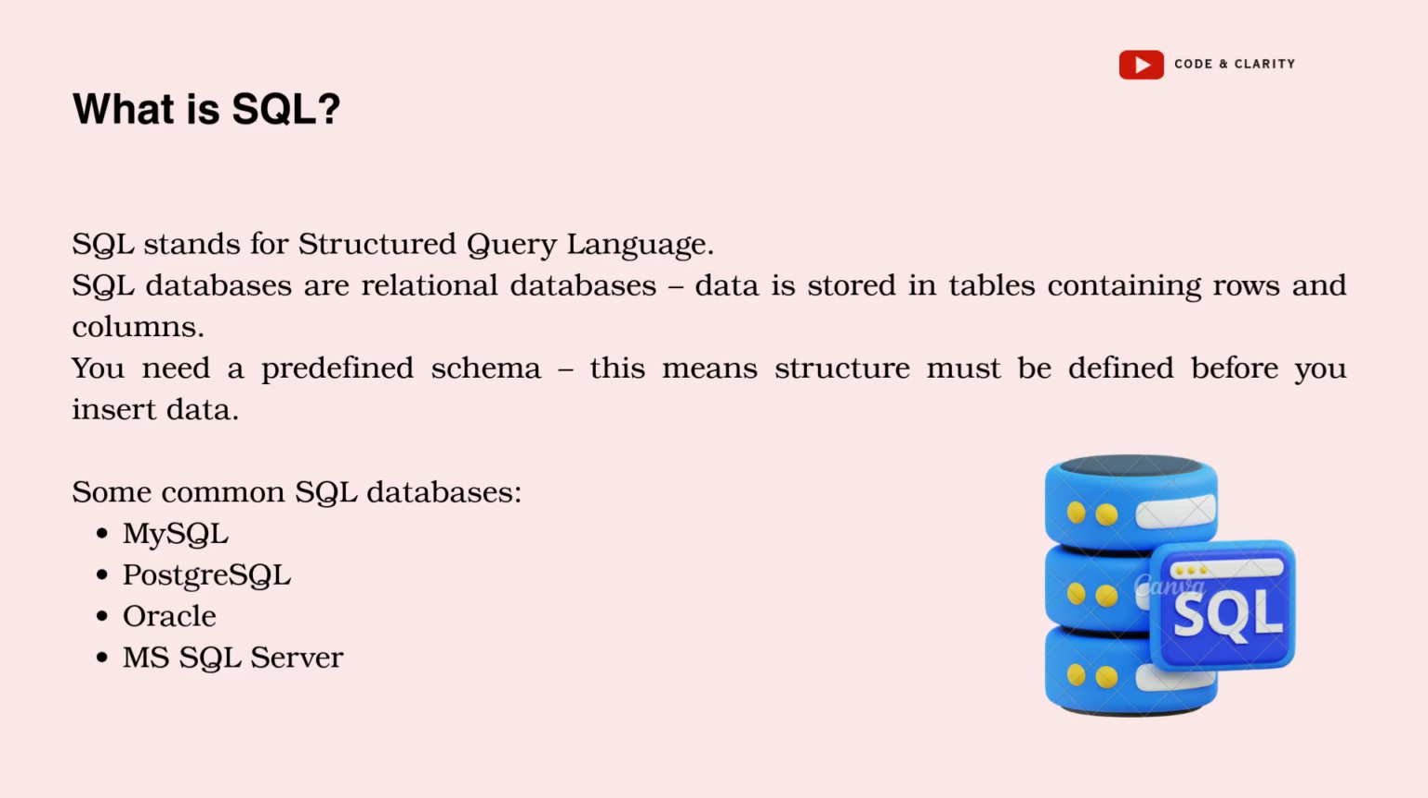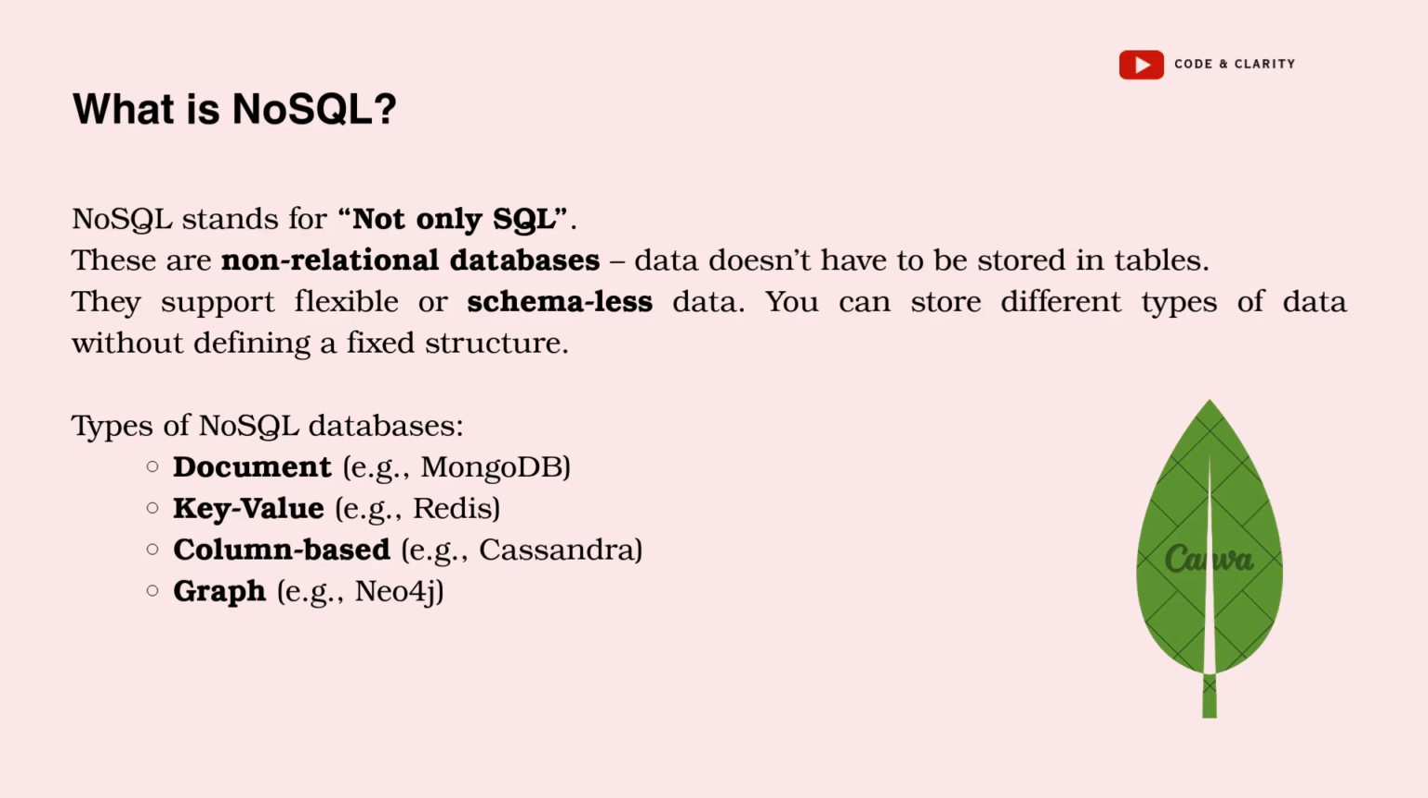Like that, SQL databases are basically the relational databases. Now, data is stored in tables which contain rows and columns, and you need a predefined schema. That means the structure must be decided before you insert data into it. So, some common SQL databases are MySQL, PostgreSQL, Oracle, MS SQL Server.